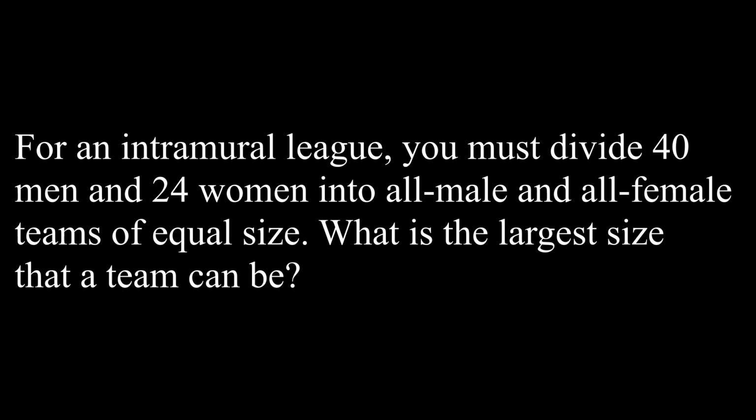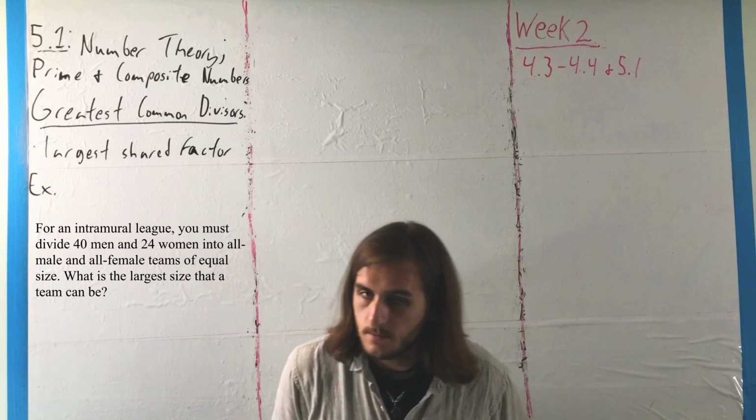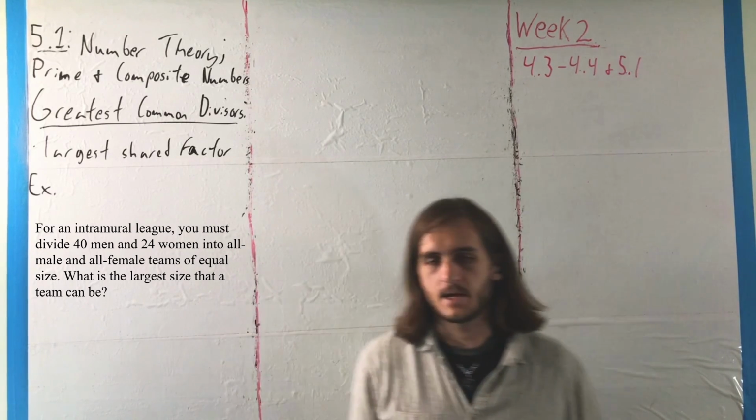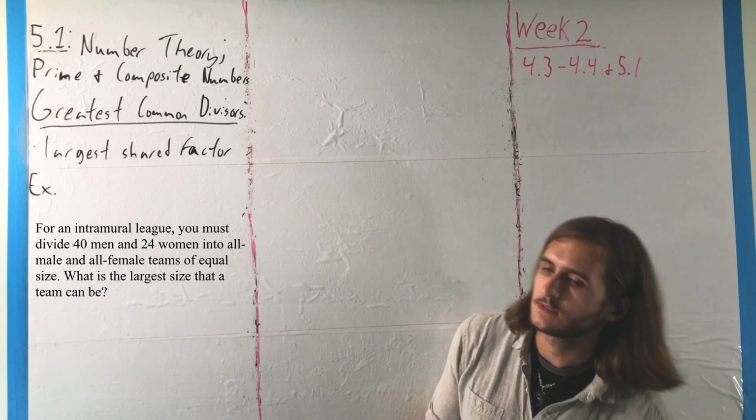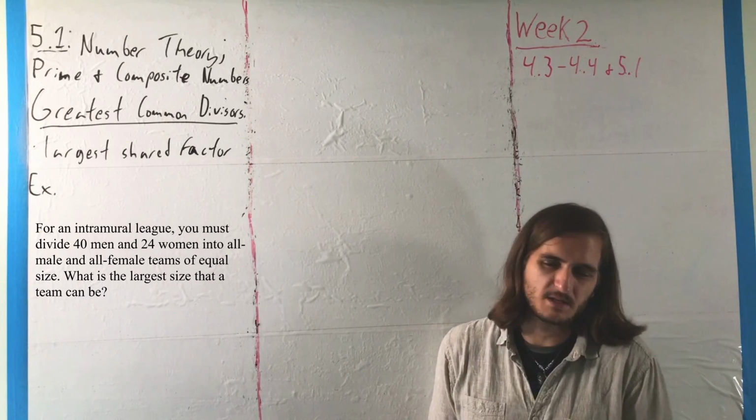So for this, we have that in an intramural league, you must divide 40 men and 24 women into all female and all male teams of equal size, and we need to determine what the largest size such a team can be is. So we need to figure out how big we can make our teams, and we want them to be as big as possible.